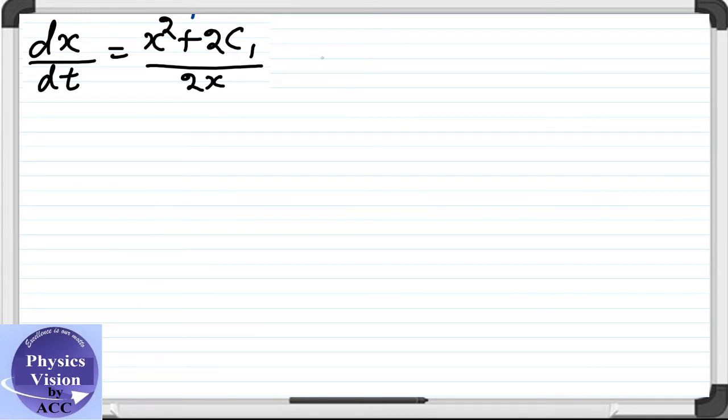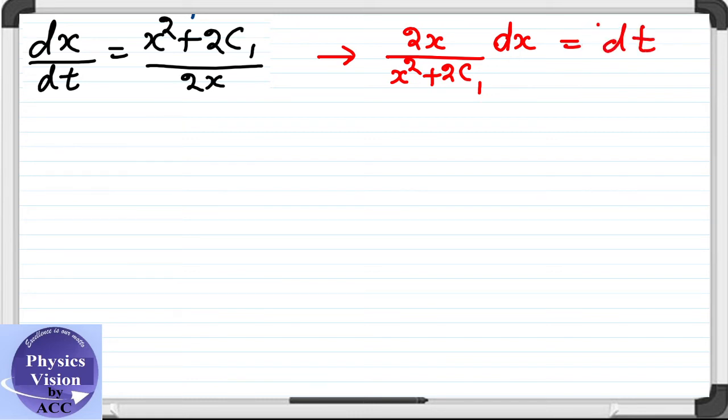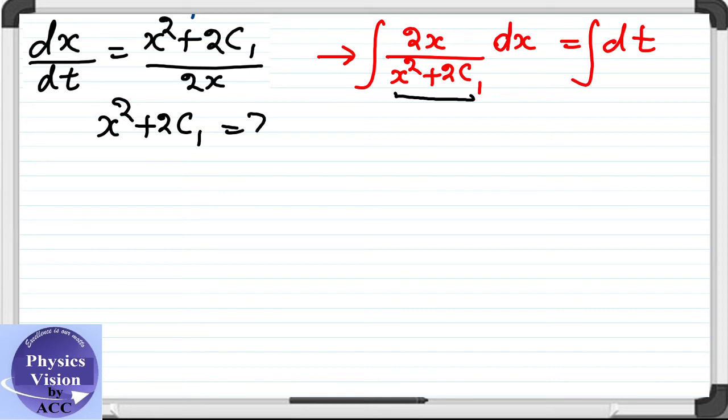Again, using the variable separable property, we get 2x divided by x square plus 2c1 into dx is equal to dt. Integrating this equation, what will we get? The integration of this factor: if we put x square plus 2c1 is equal to z, then 2x dx, which is the term in the numerator, is actually dz.